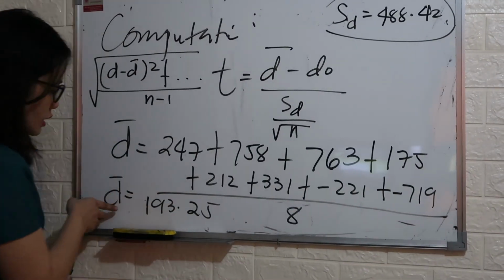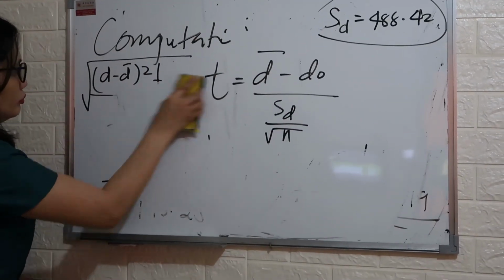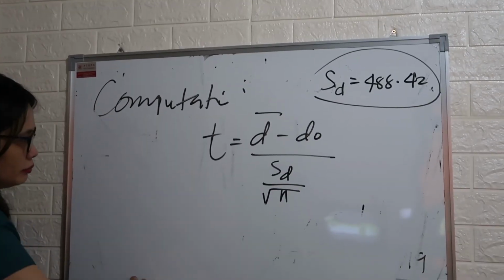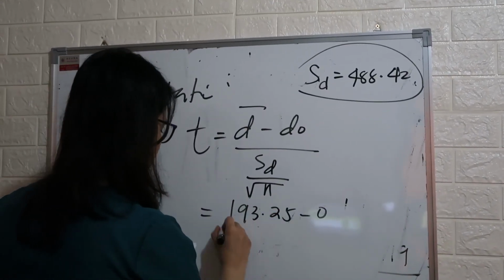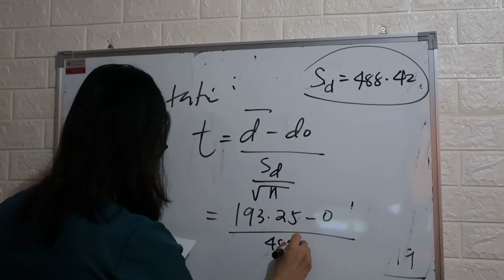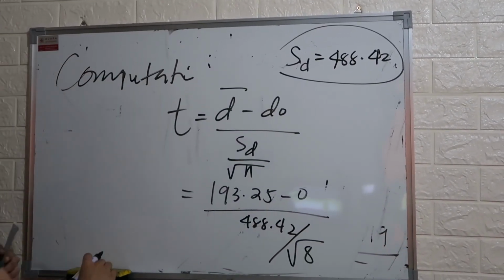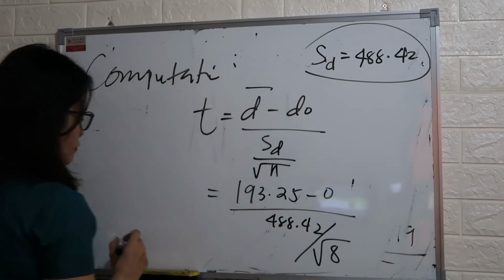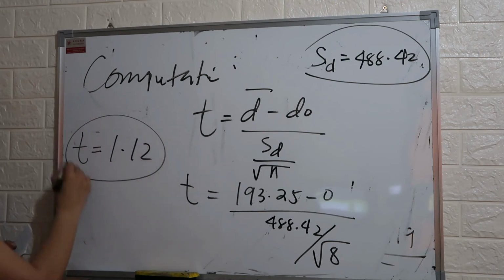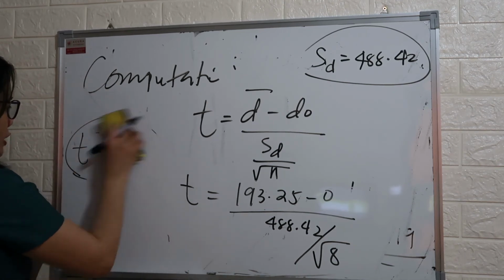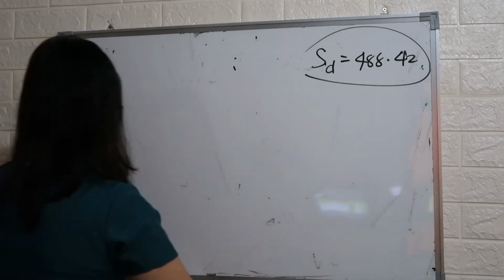Now, since you already have the mean difference and the standard deviation of the difference, we can now solve for the t-value. So you do have 193.25 minus 0 over 488.42 over the square root of 8. So your t-value will be 1.12. After we compute and find out that the t-value is 1.12, we can now come up with a decision. So decision na.